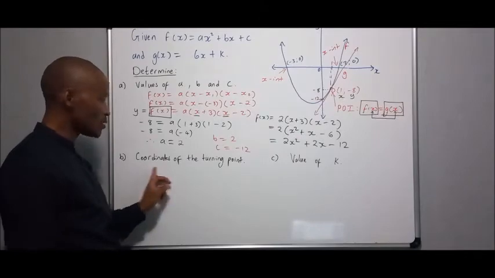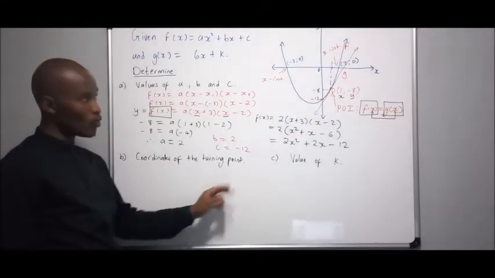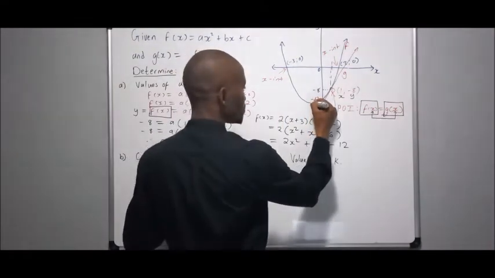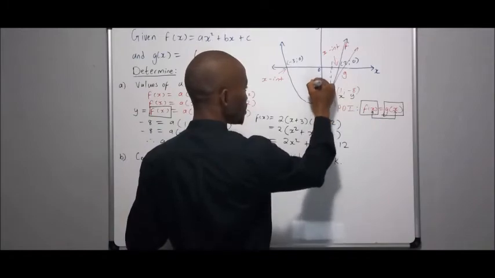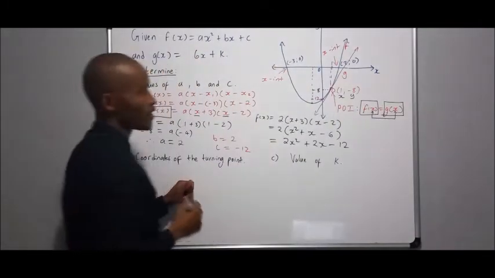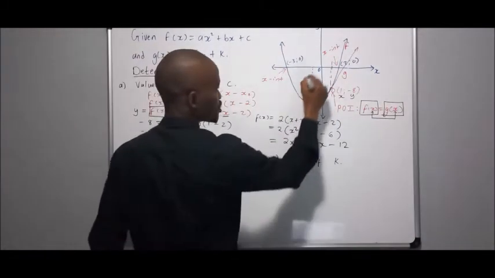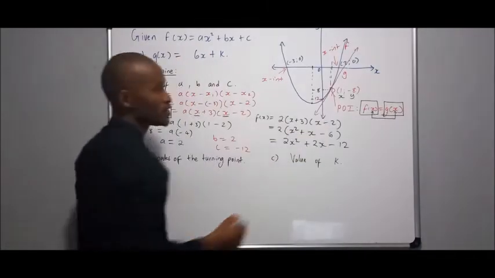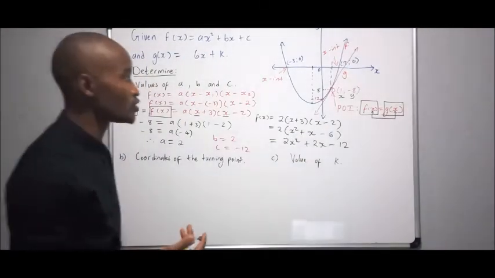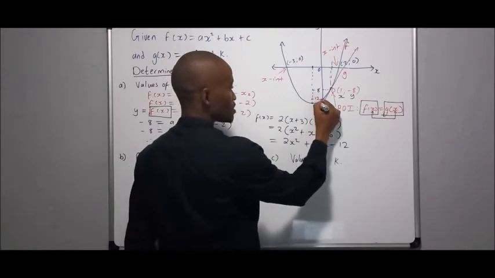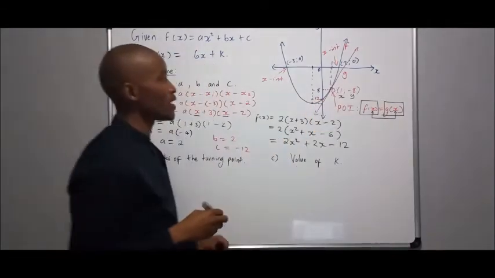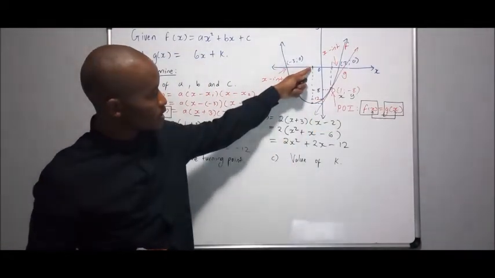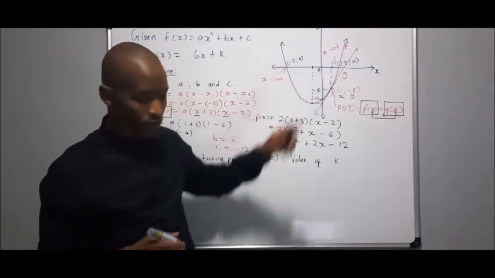B, determine the coordinates of the turning point. Turning point, as you can see, it's there. We expect the x coordinate to be negative and the y coordinate to be negative, because the turning point is to the left of 0.